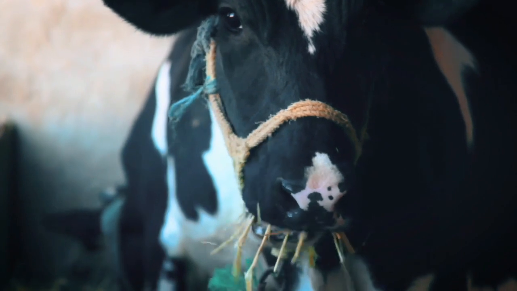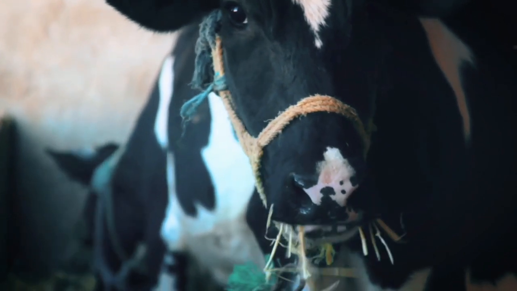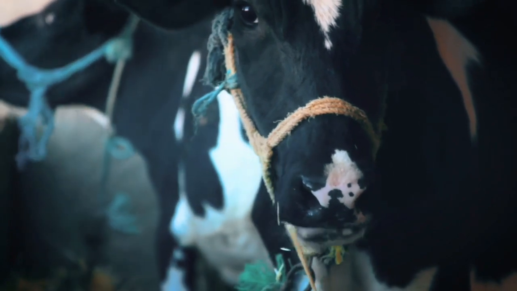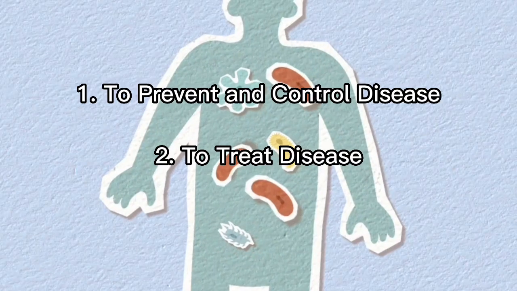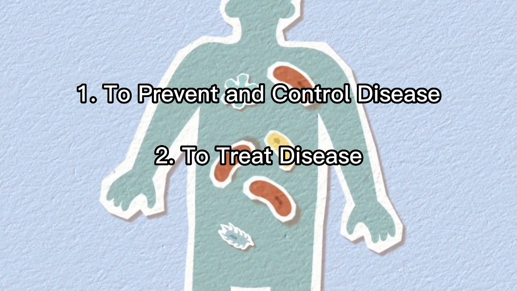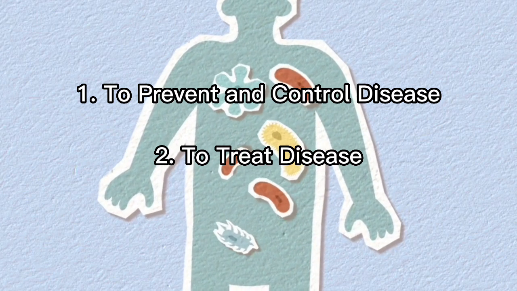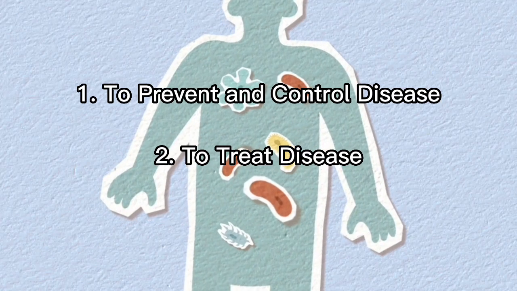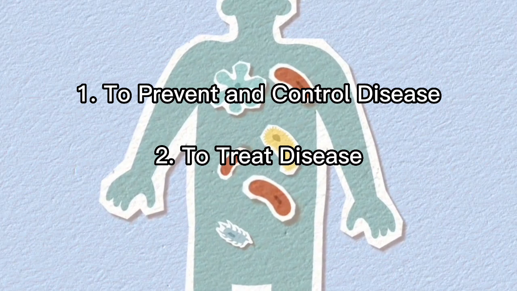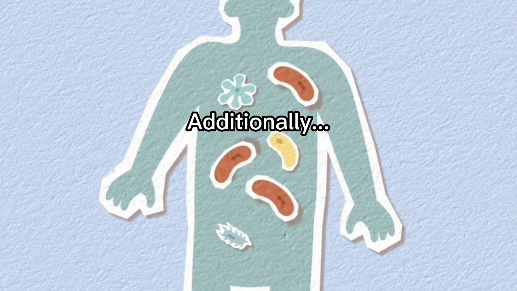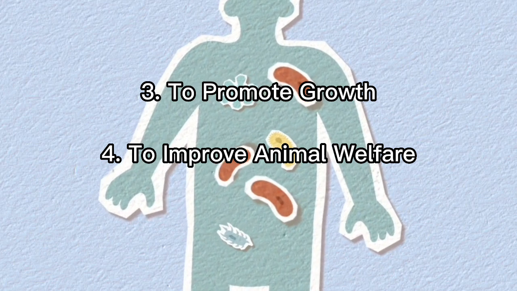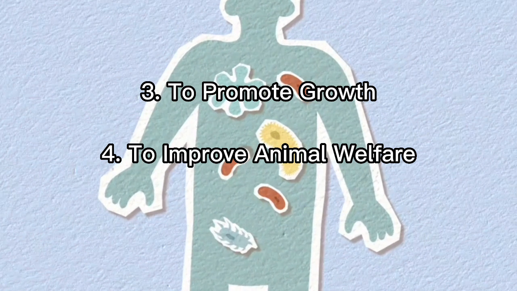Now, why are antibiotics used on animals? Exactly for the same reasons as they are in humans. One, to prevent and control disease spreading among livestock, and two, to treat disease. So when animals do get sick, antibiotics are used to treat bacterial infections and promote their recovery. But antibiotics can additionally be used on animals to promote growth and to improve animal welfare.